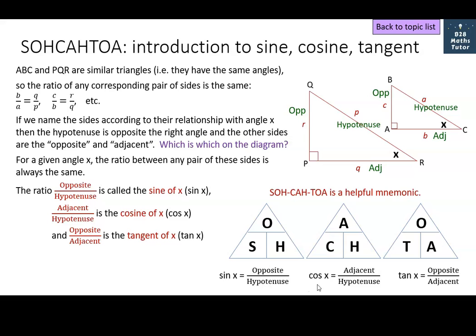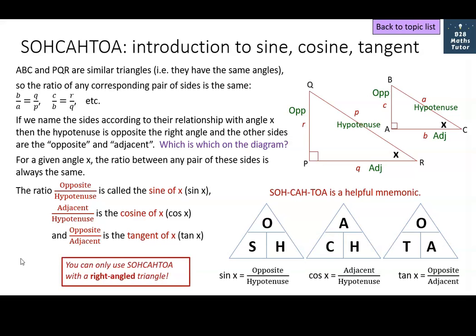And there's the trig ratios. We call these trigonometric ratios, or trig ratios for short. Sine X, cos X and tan X, just written out as formulae rather than as triangles. And remember, you can only use SOHCAHTOA with a right-angled triangle. If the triangle isn't right-angled, then it's no use to you.